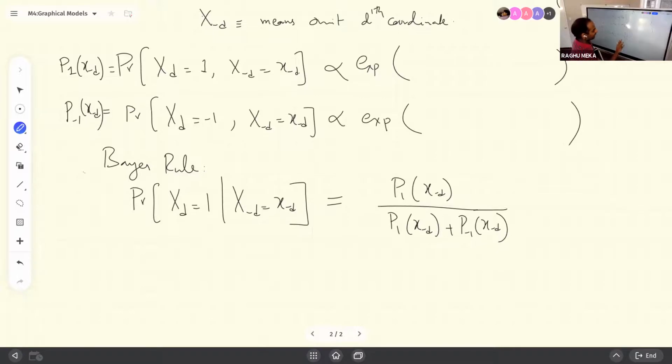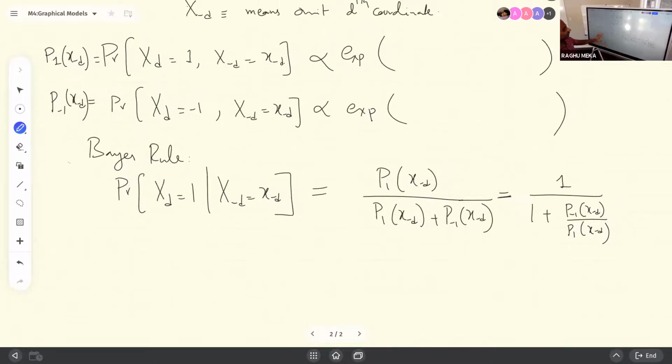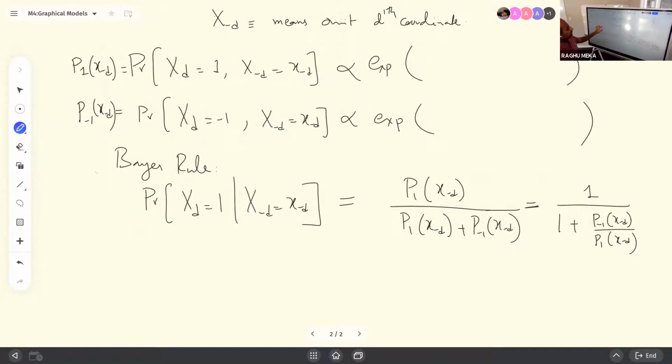Right? So I can write it even more succinctly as, let's say, 1 divided by 1 plus just kind of the ratio between these two numbers, right? What's the ratio of the probability that x equals minus 1 and the rest are the exact partial assignment, and x equals 1 and the exact partial assignment.